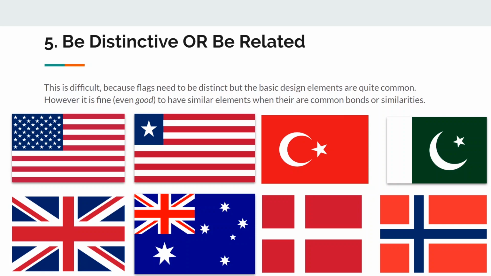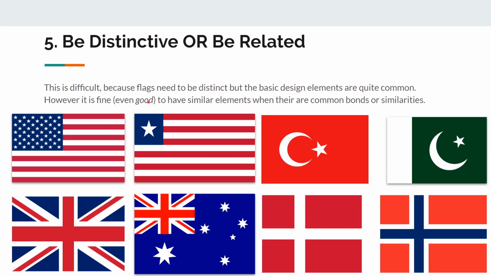But if you have a common bond or similarity in culture, then it's really okay to have similarities, but you should be distinctive and identifiable. Here's an example. Here's the USA flag, which we talked about before. This is for the African country of Liberia. Notice that they have fewer stripes and only one big star in their upper left corner.